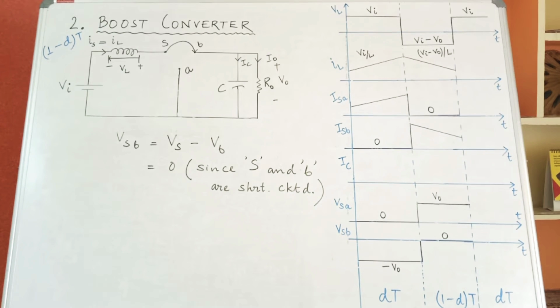Hence, Vs minus Vb will give you 0. Thus, what we do is represent VSB during this period, 1 minus d into t, as 0 by making the x-axis bold and marking it 0. Next, I have completed my third region, which is nothing but the dt region, and it will be the same as our first region, which showed that VL was equal to Vi, IL had a positive slope of Vi by L, and so on for the other currents and voltages.